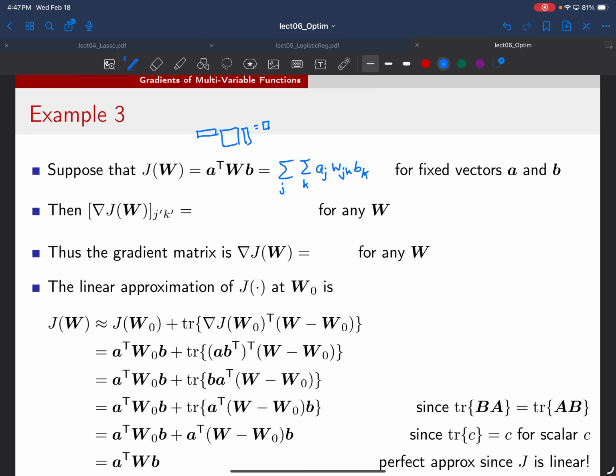And now that we see this, we can see how to get this term. Remember, this is the gradient matrix. This is looking at the J'th row, K'th column of the gradient, which we know is a partial derivative. So in particular, it's dj, and then this is going to be with respect to wj prime k prime, right? That's just some entry in that matrix. But the next question is, okay, what actually is this?